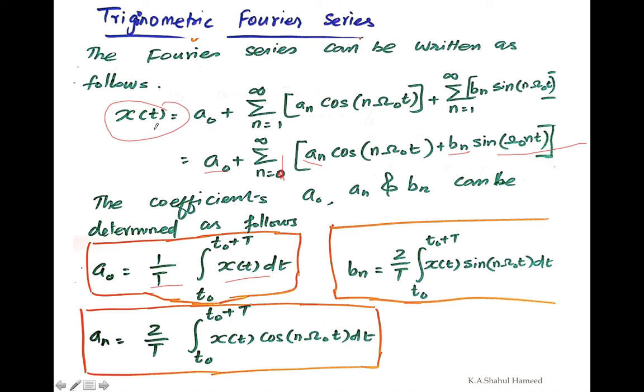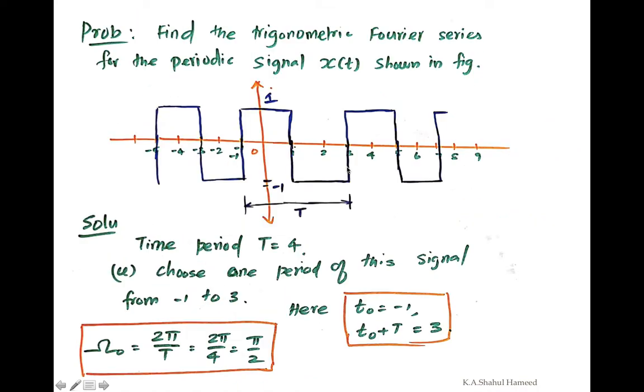So we have the analysis and synthesis equations. Based on these equations, we are going to determine the Fourier series coefficients and also the reconstruction process. So we will discuss two problems in this particular video. First problem: find the trigonometric Fourier series for the given periodic signal x of t shown in the figure.